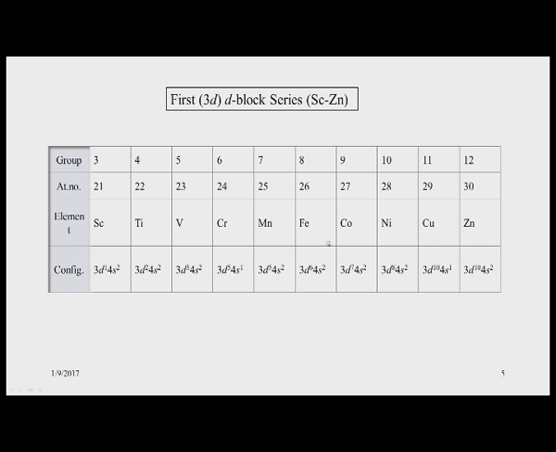Similarly, iron is 3d6 4s2. If we know the configuration, that means the positioning in the group and the atomic number also, we can find this out. It is not that you have to memorize all these things, but you should know that the atomic number is 26, by filling up the electrons from left to right from 21 to 30, giving the position of iron and its electronic configuration. So, it is 3d6 4s2.